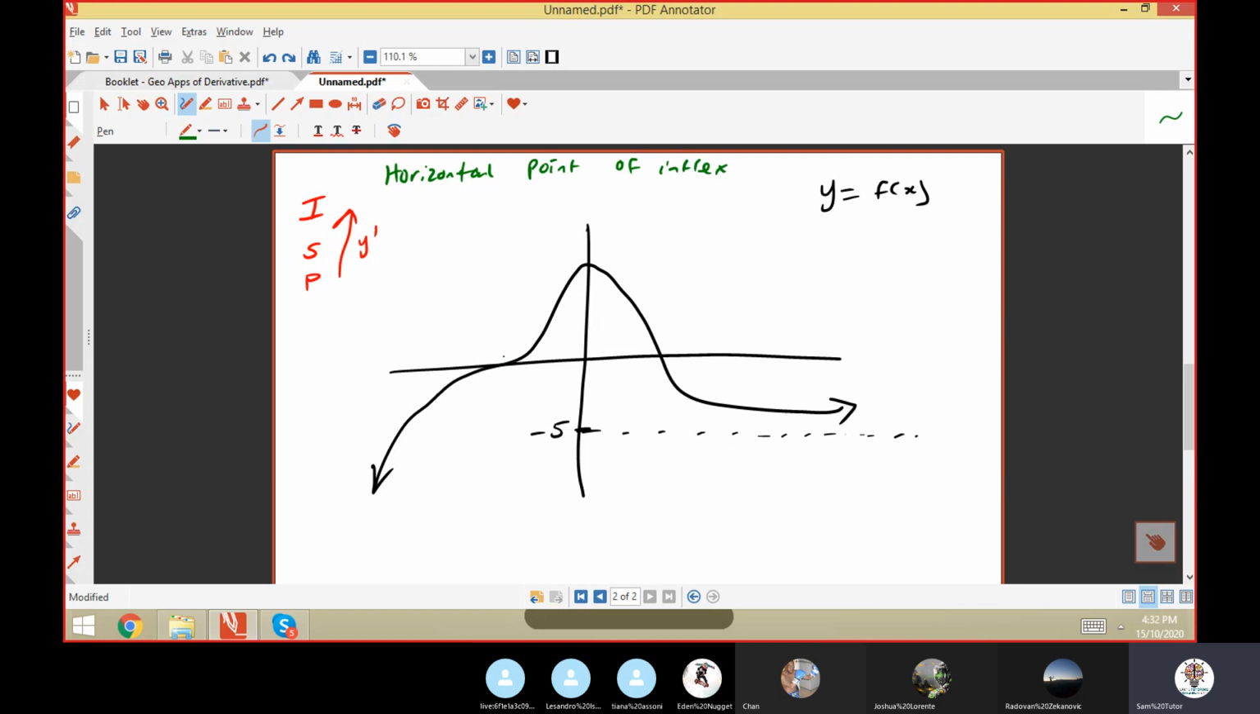So y dash equals 0. Didn't we just prove that for cubic? Wasn't that what we just did? We said it's actually increasing everywhere except at 0. So horizontal point of inflections become stationary and intercepts. Stationary and intercepts. That's it. That's the only one you've got to remember.